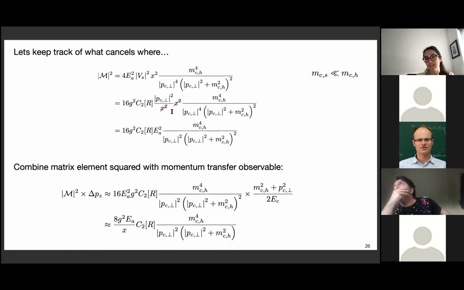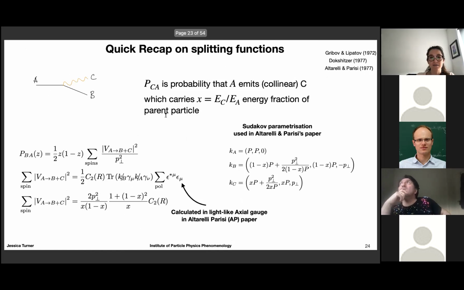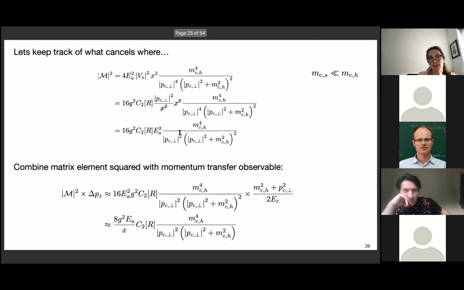And I just emphasize this cancellation because if you, for example, had a fermion going to a, let's see, a scalar going to a scalar plus a transverse boson, you wouldn't get this one on X squared, and therefore your matrix element would be proportional to X squared, which is very small. And that's why for Bodeker and Moore, this particular interaction of the emission of a transverse gauge boson is significant, because the matrix element isn't suppressed.